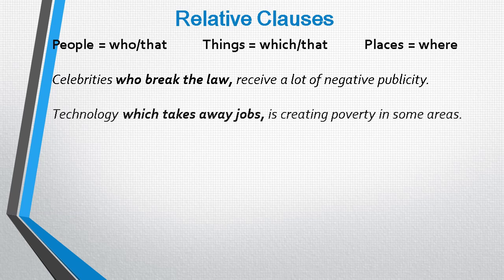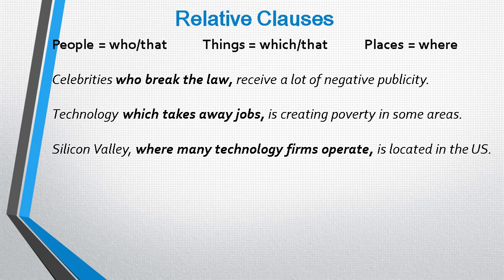Another example, technology which takes away jobs is creating poverty in some areas. Again, we've got the relative clause straight after the noun, and also without it the sentence makes sense on its own, and the verb is the correct form as well. So we've got takes. So it's not technology which take, it has to be technology which takes away jobs, is creating poverty in some areas. Okay, next one. Silicon Valley, where many technology firms operate, is located in the US. Again, after the main noun, the sentence works even without the relative clause, and the subject-verb agreement is correct as well.